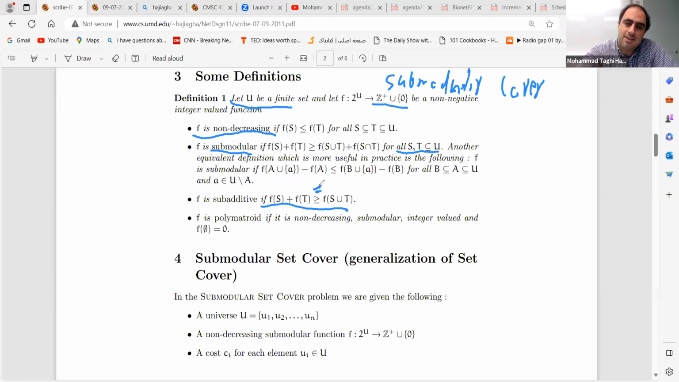Generally for additive, we also have that when there is no intersection, it should be equal to the sum of them. But anyhow, for subadditive, this is the definition that we are using. It is more general than additive, and it says that f of S plus f of T is greater than or equal to f of S union T.